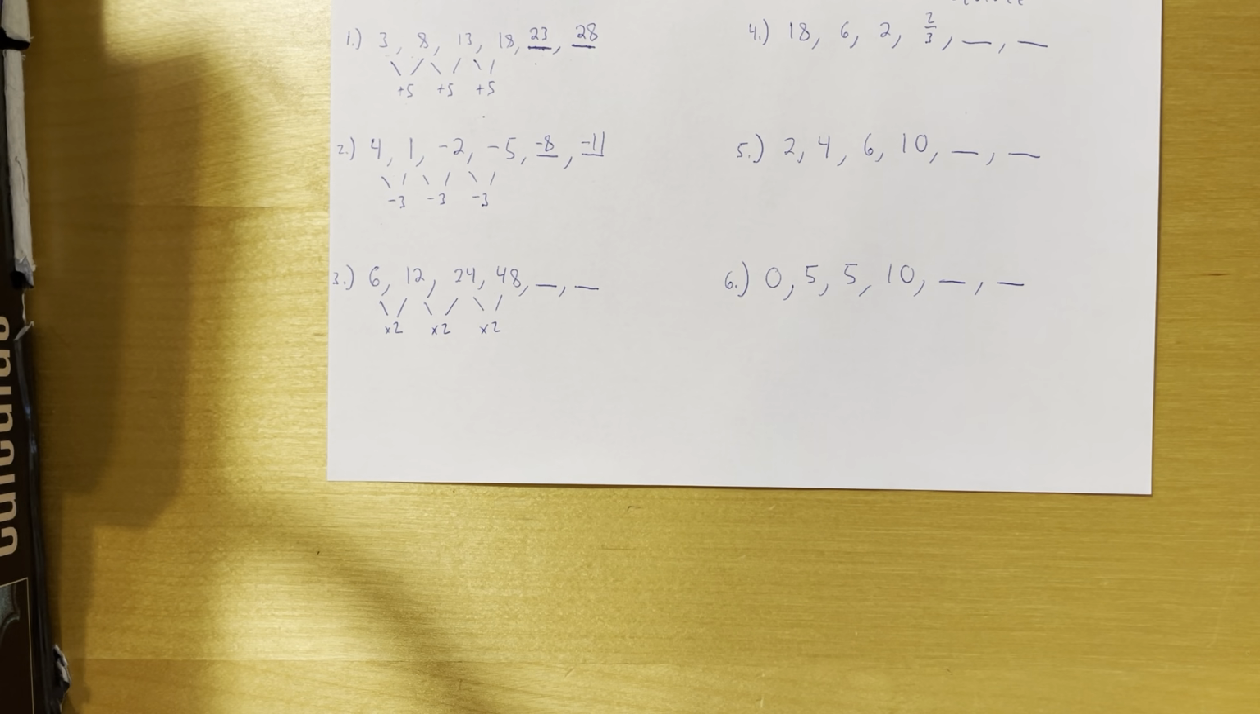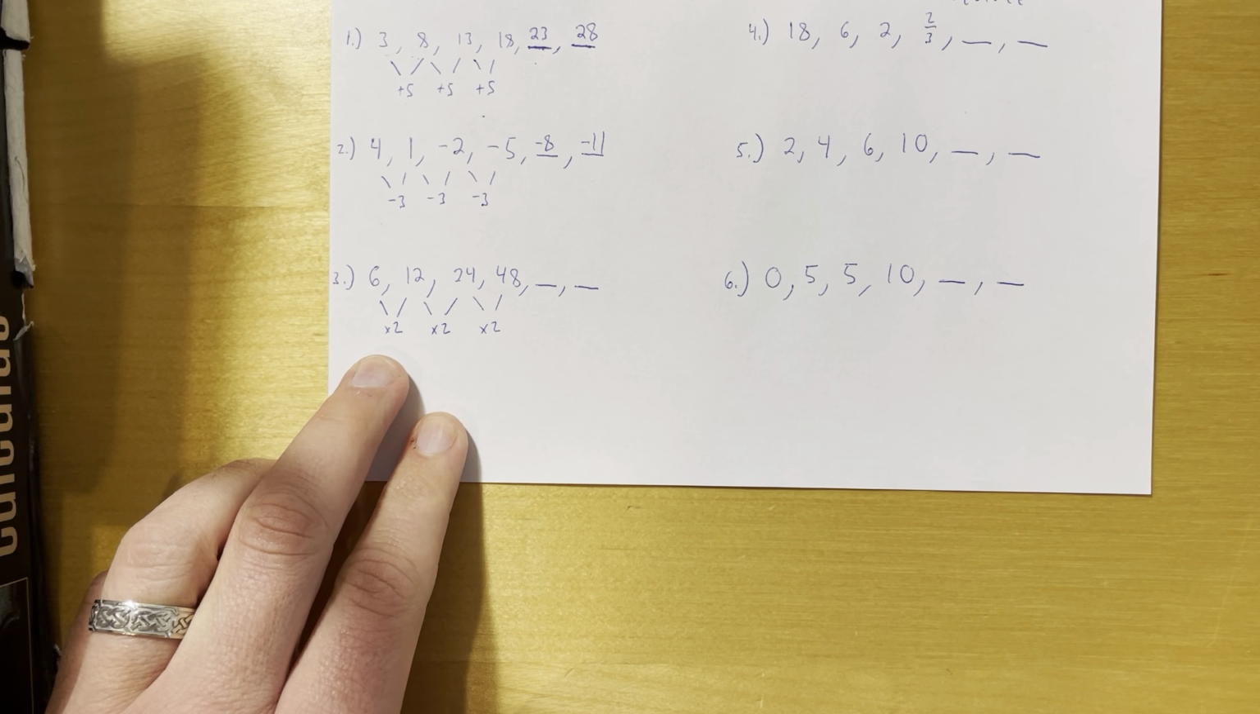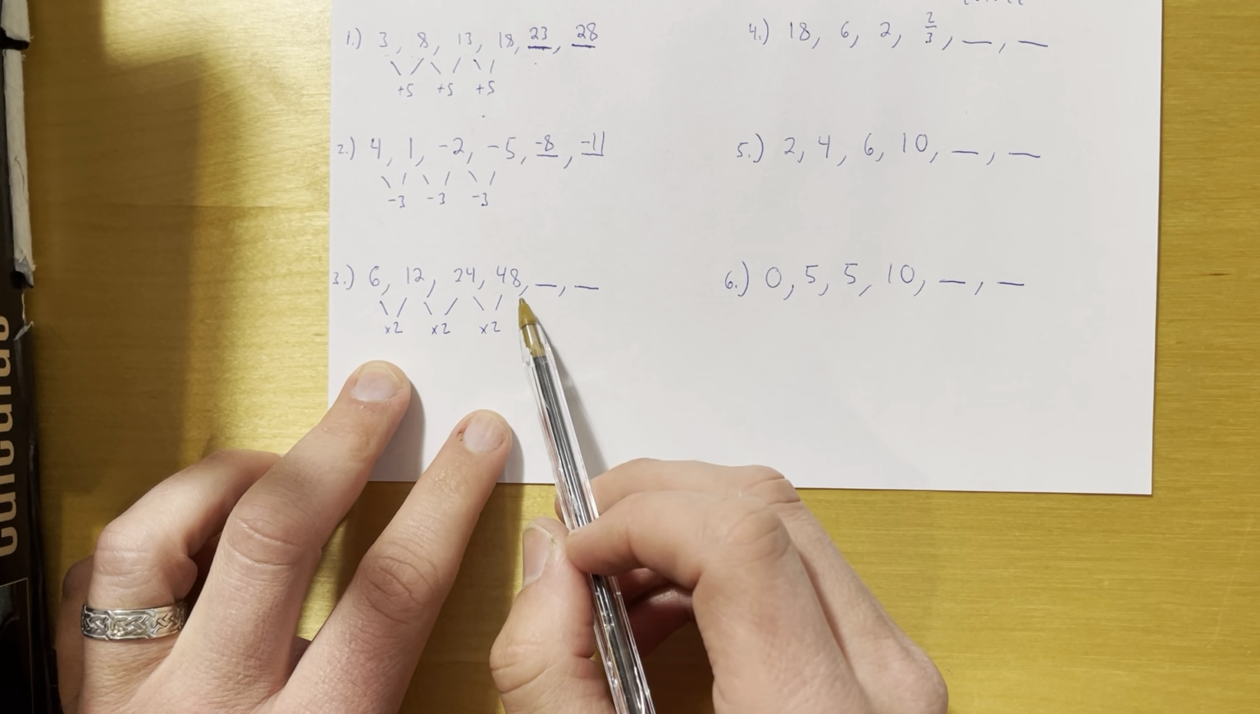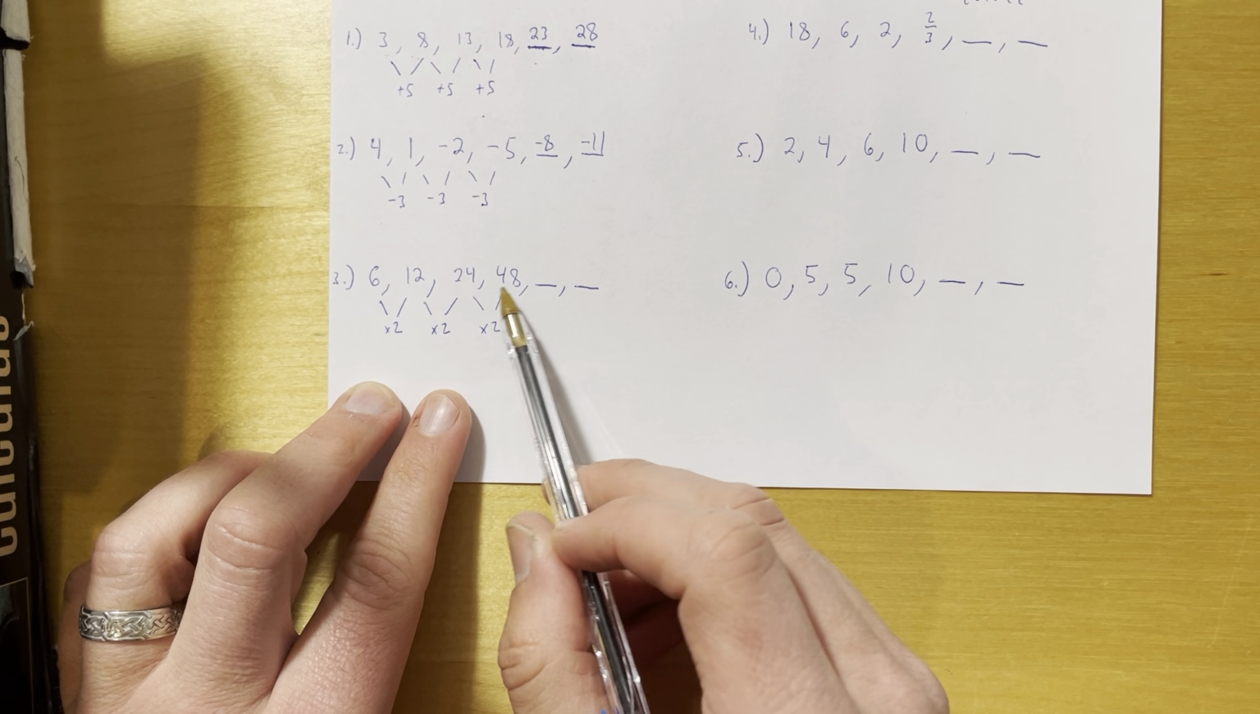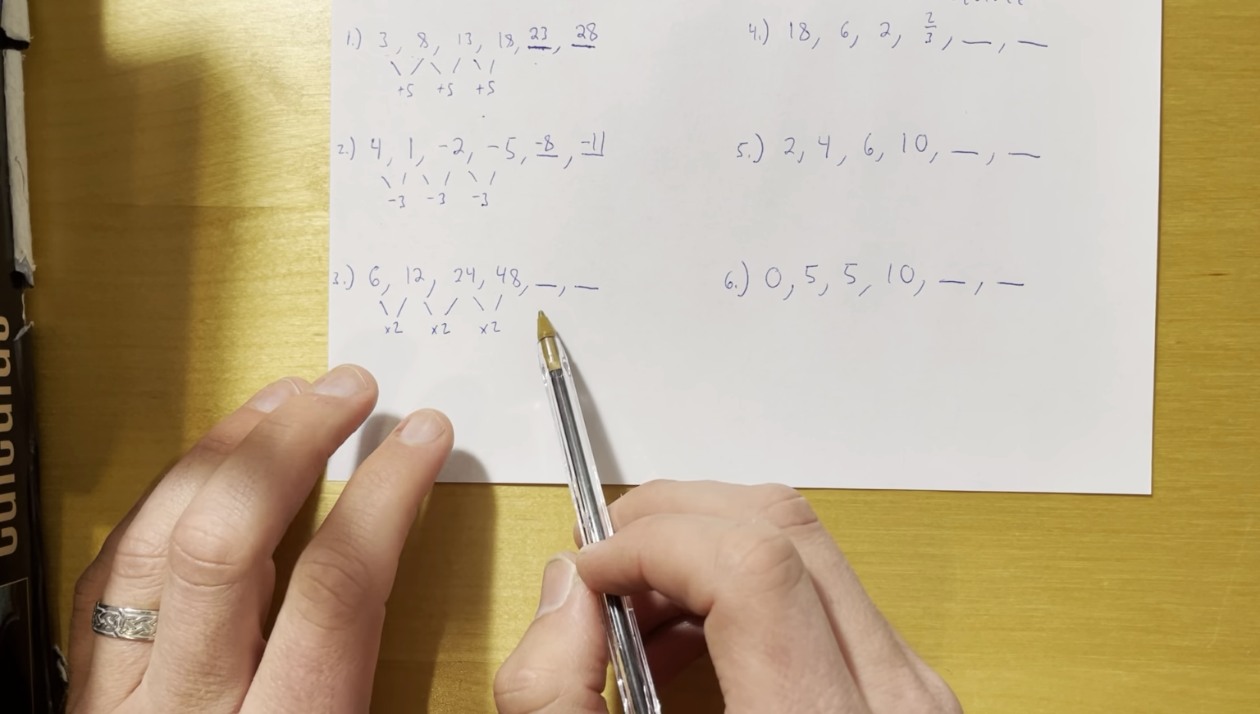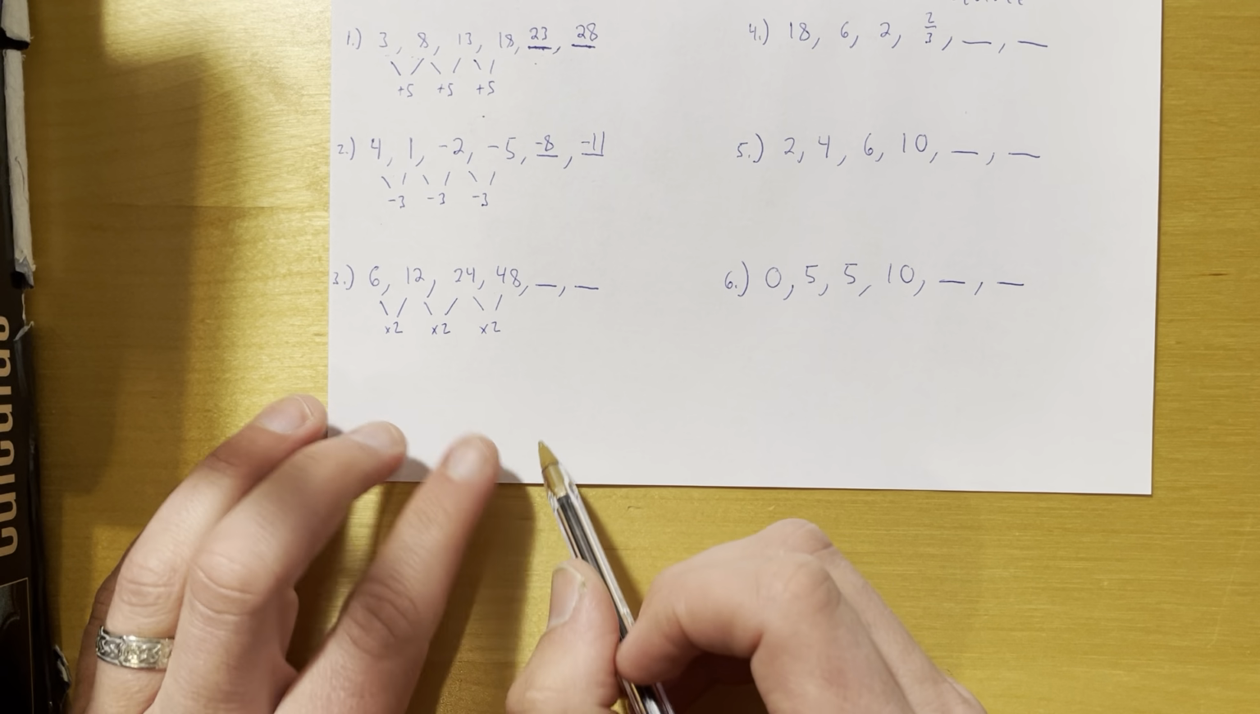So instead of adding something to get each new term in the sequence, I'm doubling it. I'm multiplying by 2. So that means that the pattern should continue if I keep going this route. So this is a geometric sequence. 2 is the common ratio this time.